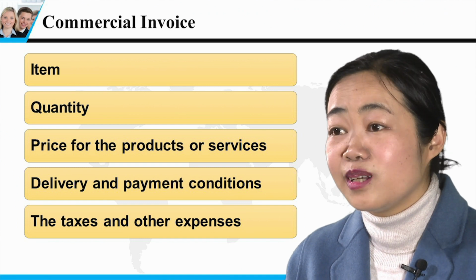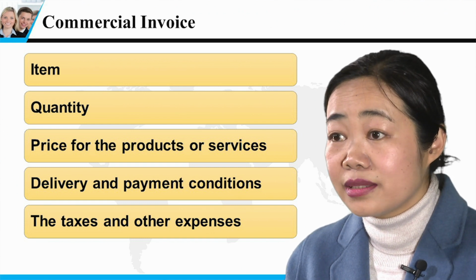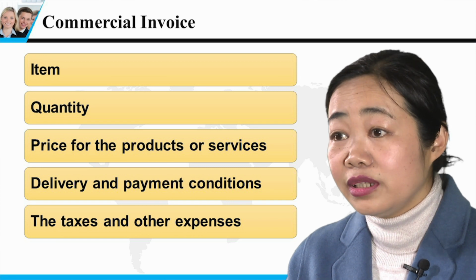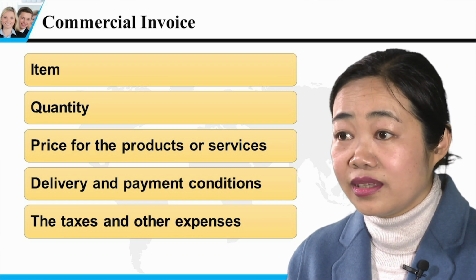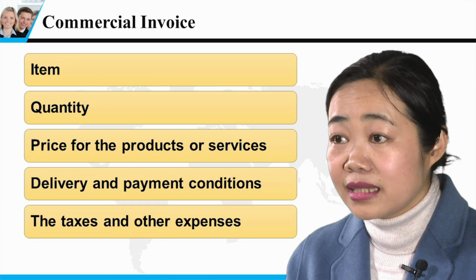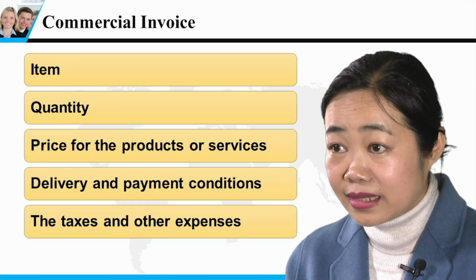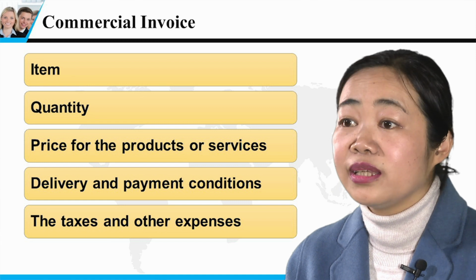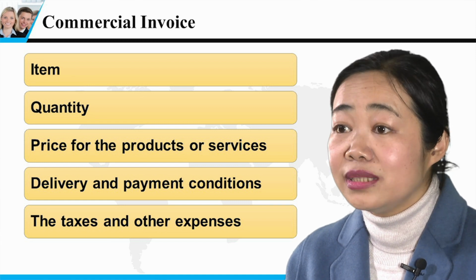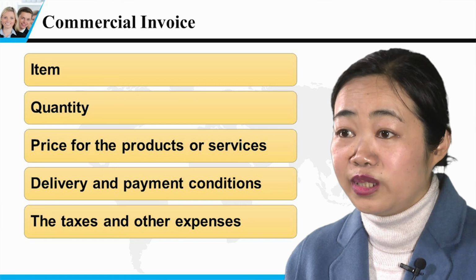And then, what is a commercial invoice? A commercial invoice is an administrative document which contains all the information about the international trade. The item, quantity, price for the products or services, delivery and payment conditions, as well as the taxes and other expenses that might be included in the sale are all detailed in the commercial invoice.